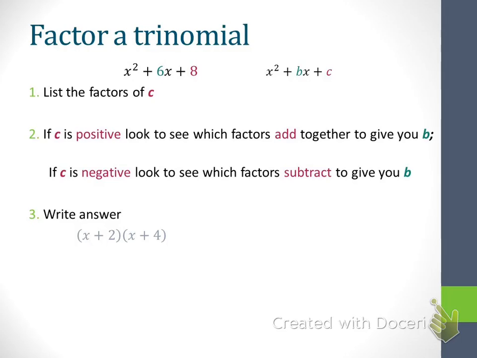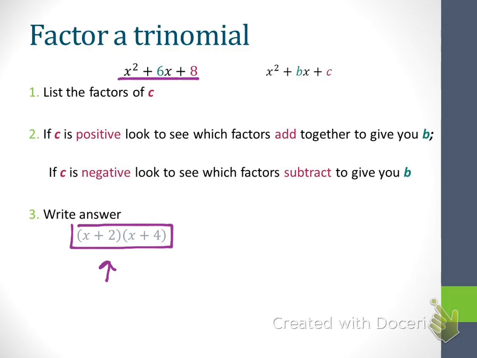All right, in order to factor a trinomial, what you're going to start out with is a problem that looks just like this one right here. They're going to give you a problem, for example, x squared plus 6x plus 8, and they're going to want you to factor it. When you factor a problem, this is what your answer will look like: x plus 2 times x plus 4. This is called factored form, okay?